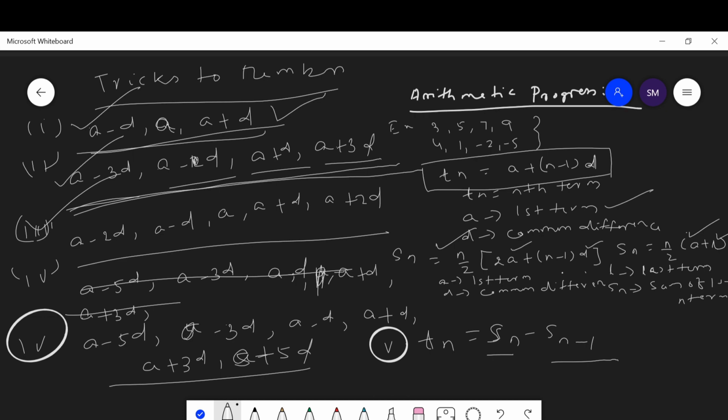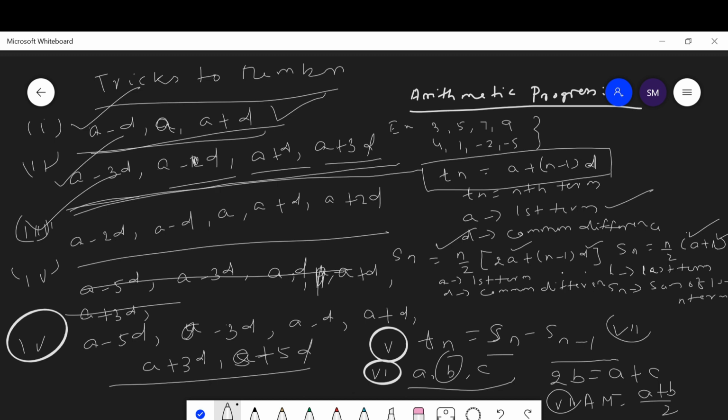If three terms A, B, C are in AP, then 2B is equal to A plus C. And the arithmetic mean, AM, of any two numbers A and B in AP is A plus B upon 2.